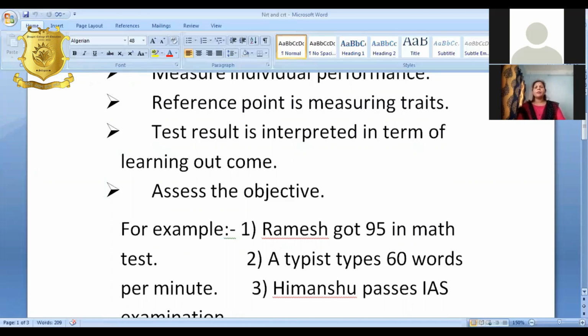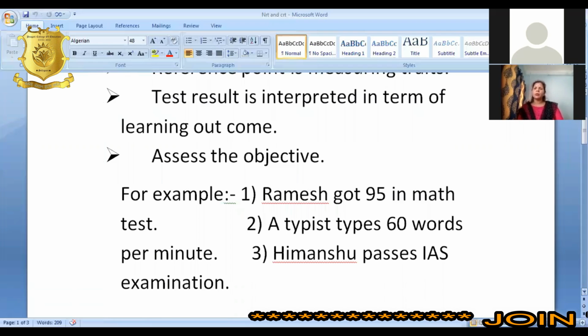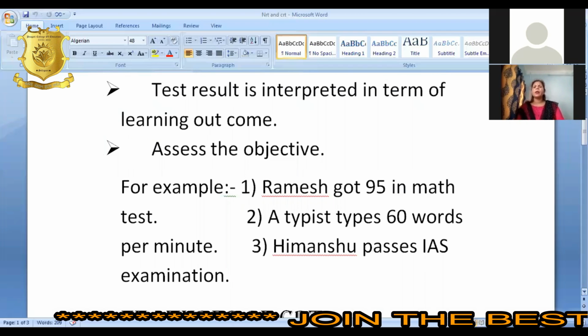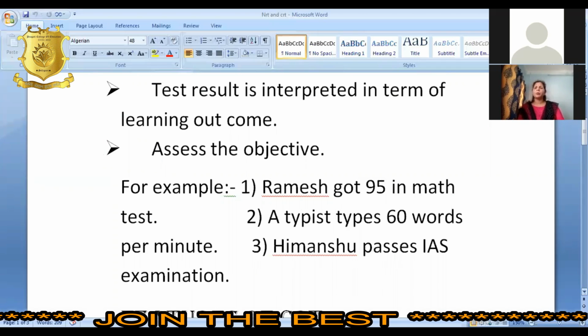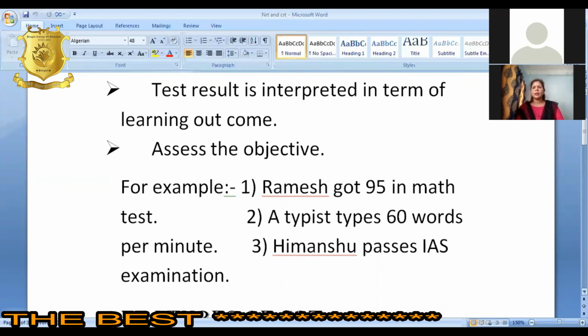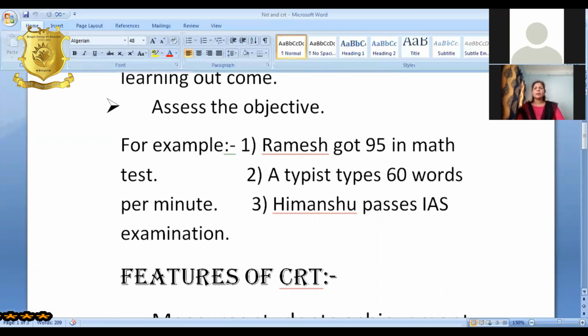The examples of CRT are: the first example, suppose Ramesh got 95 marks in math. That means out of the 100-mark question paper, he answered 95 correctly. Another example is a typist who types 60 words per minute. That means it is the performance of the typist. And the third example is that Ramesh passed the examination. These are the examples of CRT.